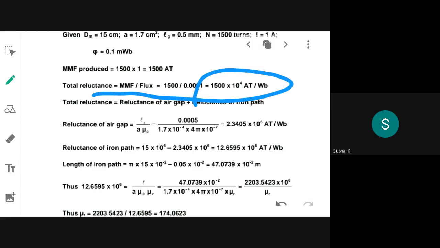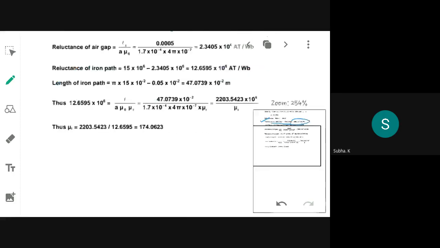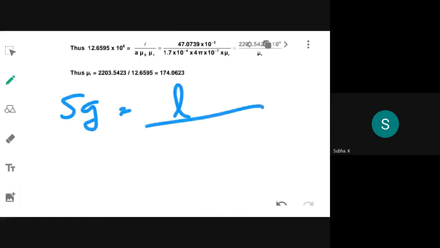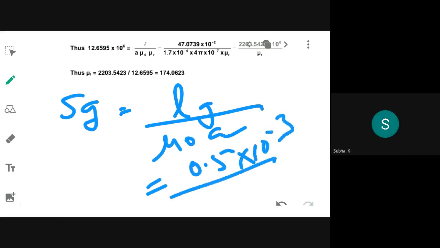Okay, so that is finished. Now you need to find out the reluctance of the iron path. Now total reluctance is found out. Next you need to find out the reluctance of the air gap. What is the formula for air gap reluctance? Same formula, Lg divided by mu naught into A. Lg is 0.5 into 10 to the power minus 3, mu naught is 4 pi into 10 to the power minus 7, and area is 1.7 into 10 to the power minus 4. Use this and find out the reluctance of the air gap.